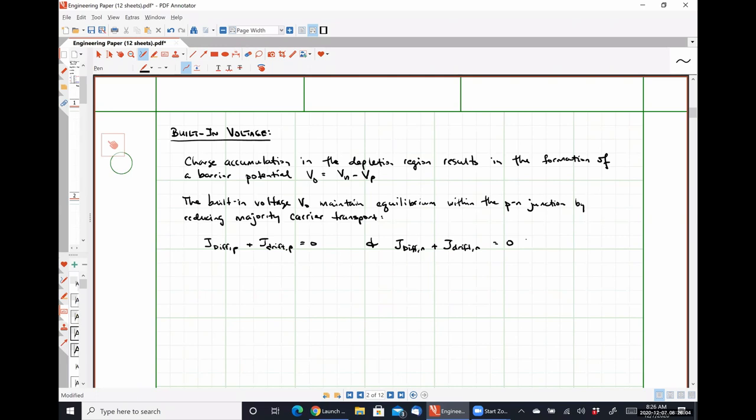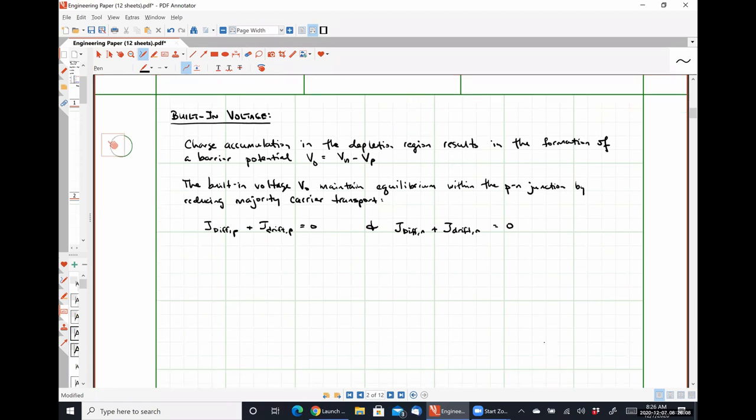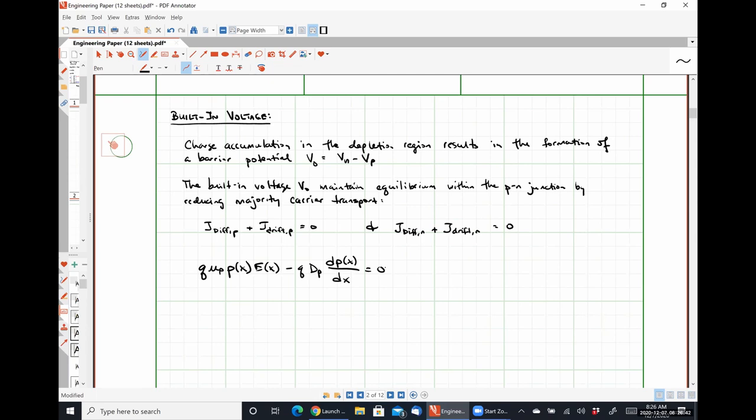So if we look at the equilibrium equation for holes, this guy over here on the left, we would have Q mu P E minus Q D dP by dx is equal to zero. I'm literally just substituting in our relationships explicitly for holes into this equation. On the left hand side, the first term is our drift equation for holes, and the second term is our diffusion equation for holes.